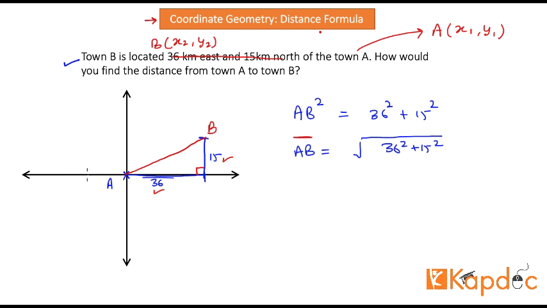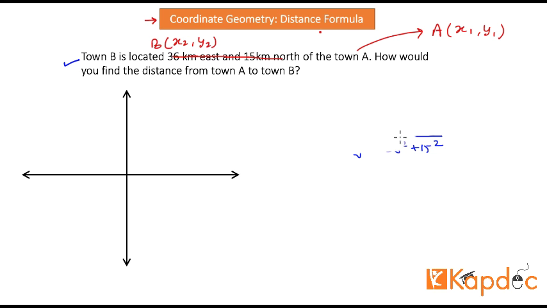Let me erase this whole thing and construct our diagram with respect to the new coordinate system that we have been given. So let's say this is my point A, which is x1, y1, and this is point B, which is x2, y2. How would you find the distance from point A to point B? It is this distance we are talking about.